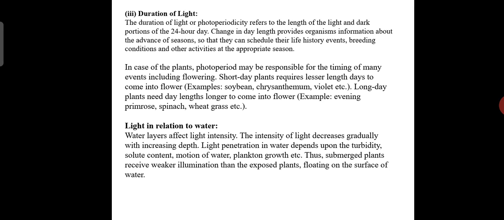So next, light in relation to water is also important here. Water layers affect light intensity. The intensity of light decreases gradually with increasing depth. Light penetration in water depends upon the turbidity, solute content, motion of water, plankton growth, etc. Thus, submerged plants receive weaker illumination than the exposed plants floating on the surface water.